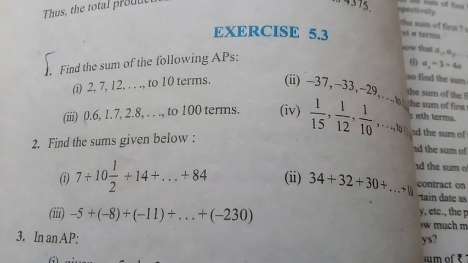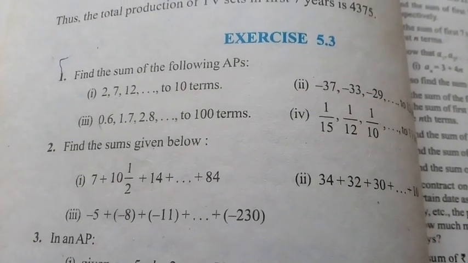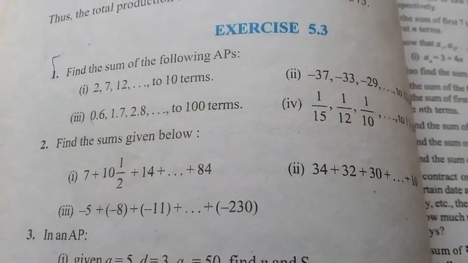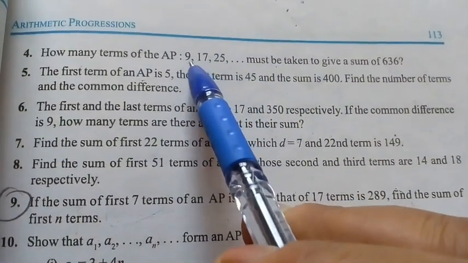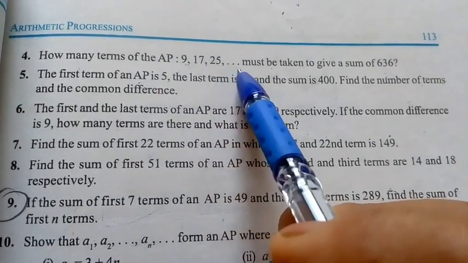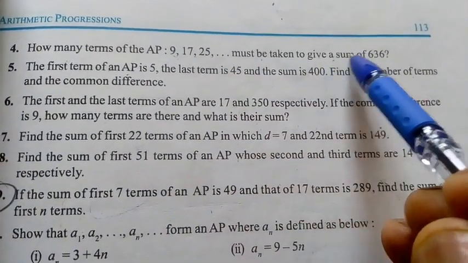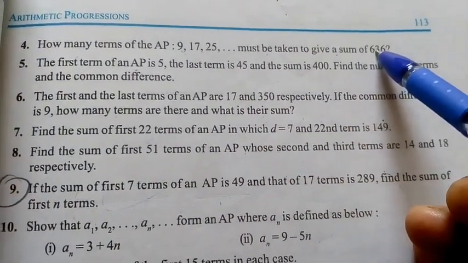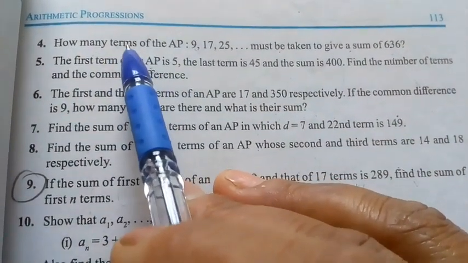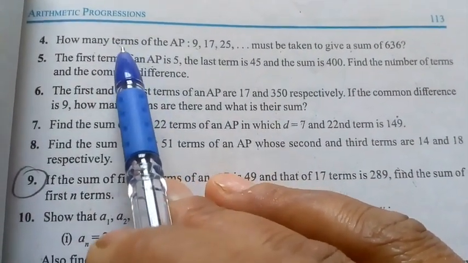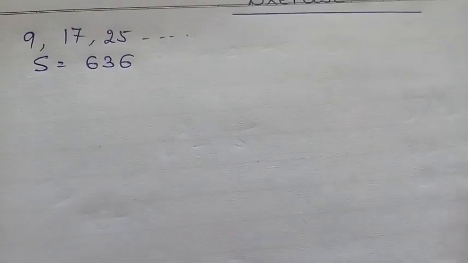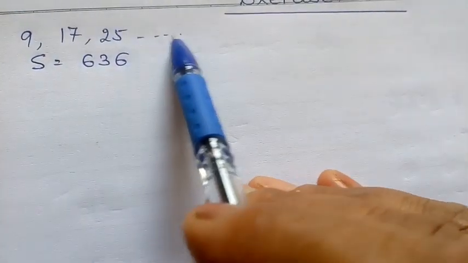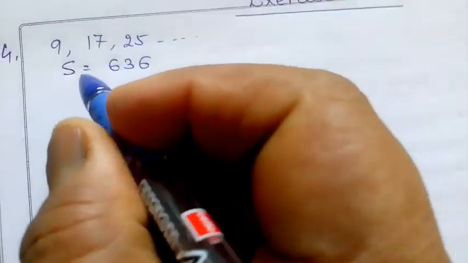Exercise 5.3. Now the question number 4 to 11. Question number 4. How many terms of the AP 9, 17, 25 must be taken to give the sum of 636? How many terms means number of terms. We have to find the n in this series. The series is 9, 17, 25 and sum is 636.